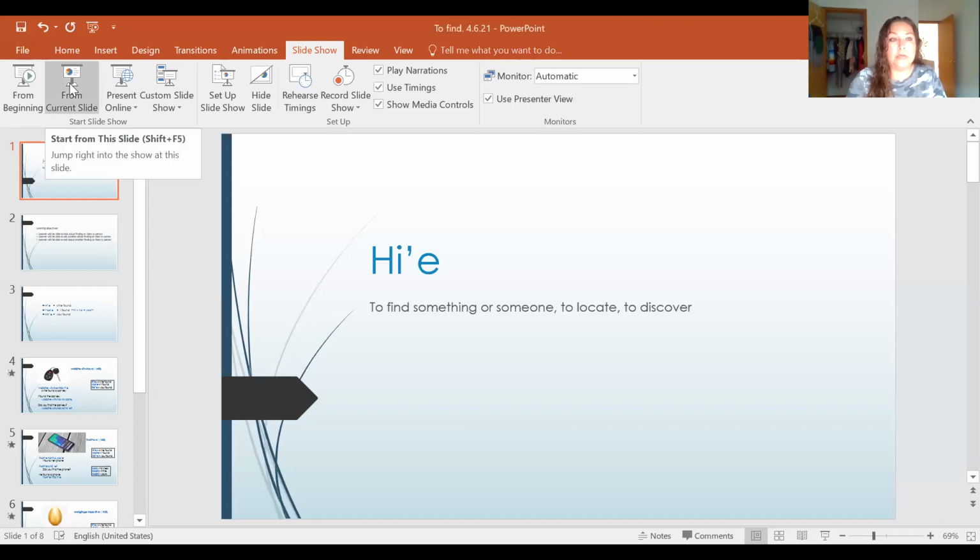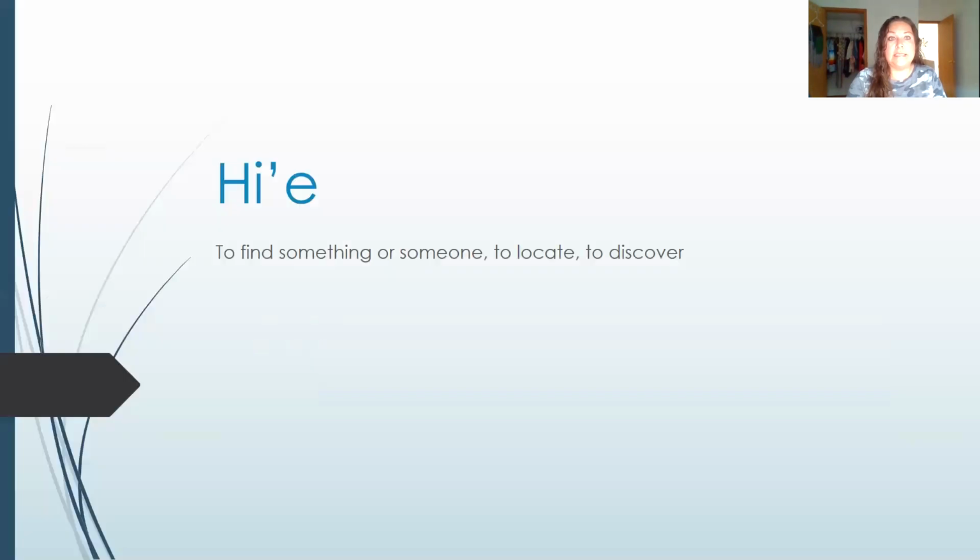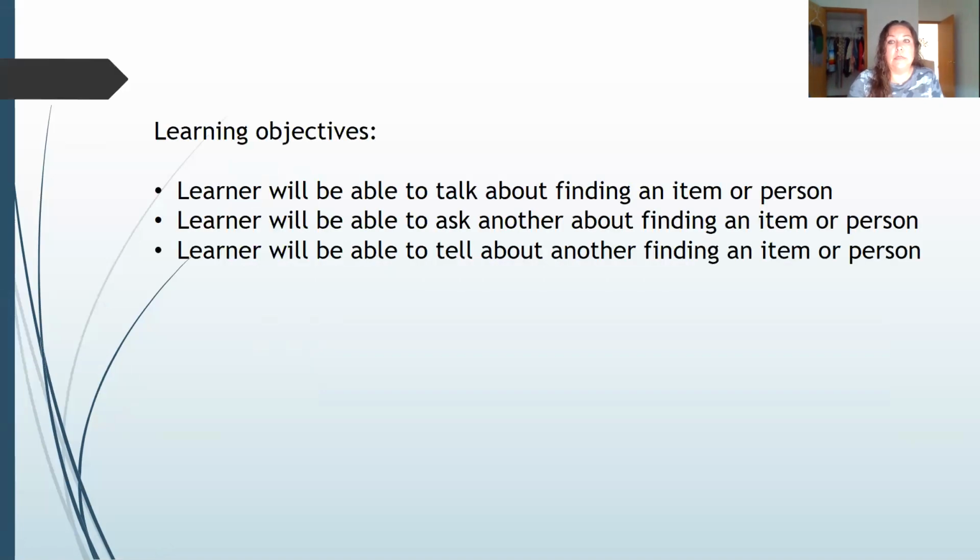All right, the verb that we're going to be going over this week is hi'e. Hi'e, that is to find something or someone, to locate, or to discover. Your learning objectives for this week: learner will be able to talk about finding an item or a person. Learner will be able to ask another about finding an item or person. And learner will be able to tell about another finding an item or person.